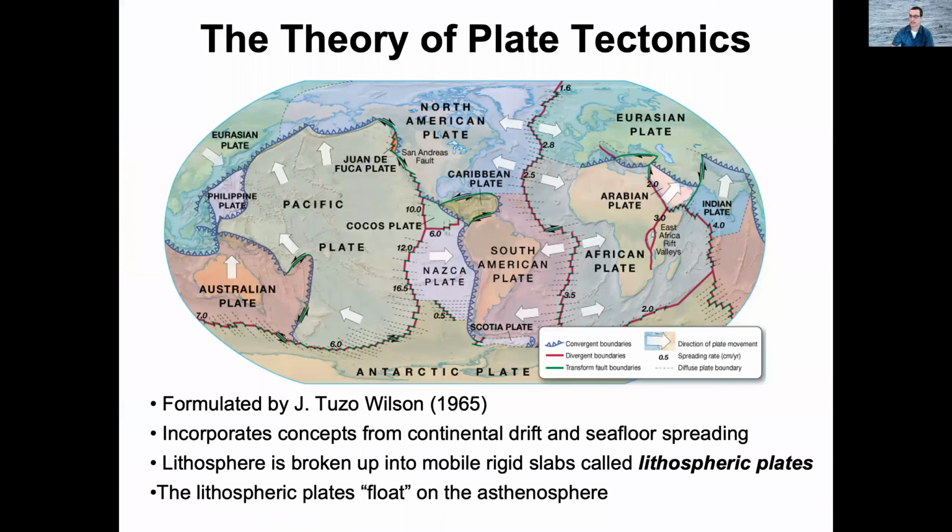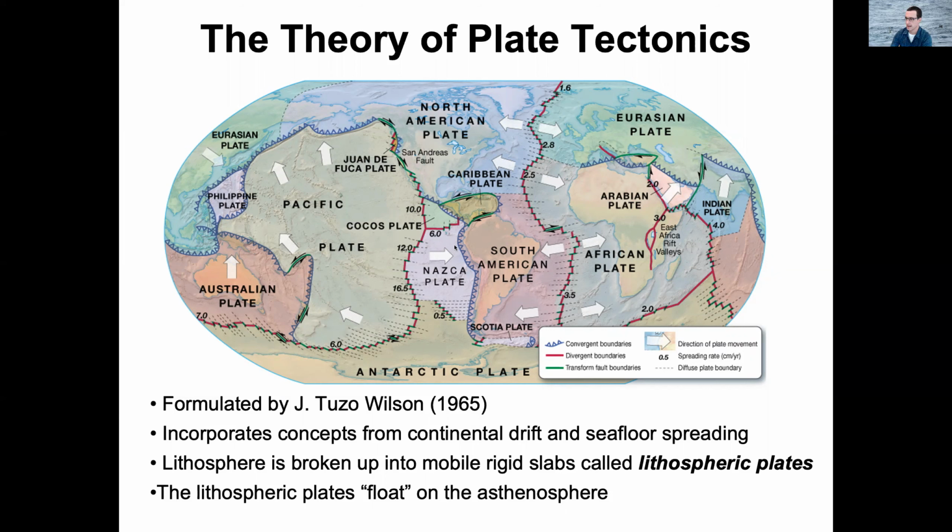So the theory of plate tectonics was formulated by Wilson in 1965, and it incorporates concepts from continental drift and seafloor spreading. Basically, the seafloor is broken up into rigid slabs called lithospheric plates, and these float on top of the asthenosphere. These plates can flow freely, but they interact where they meet. We'll talk more about their interactions over the next few videos, but today we're just going to go over the basics. So, for example, you have all these different interactions between plates.